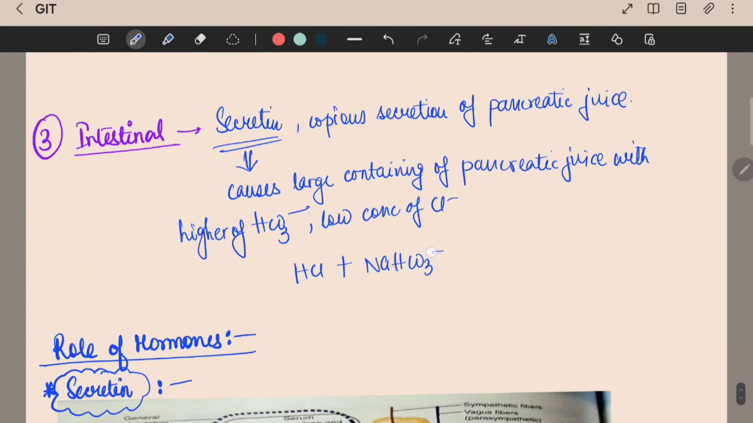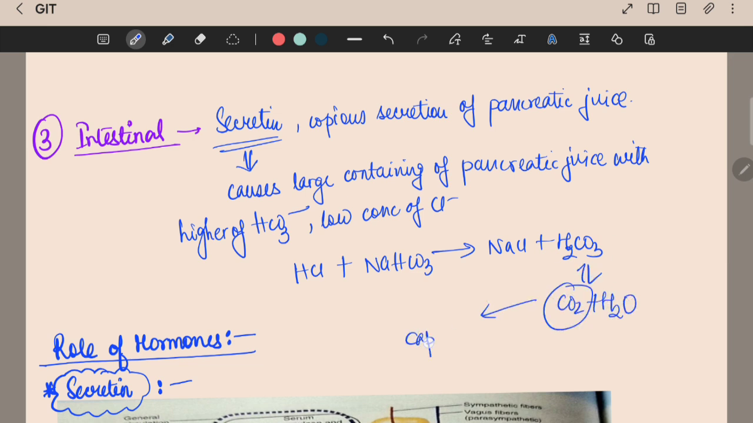So when they're coming, this reaction is happening, and over here there is formation of NaCl and H2CO3. Now carbonic acid will actually split up into carbon dioxide and water, and this carbon dioxide will flow into the capillary. Okay, this will go back to the capillary. So this one should be clear.